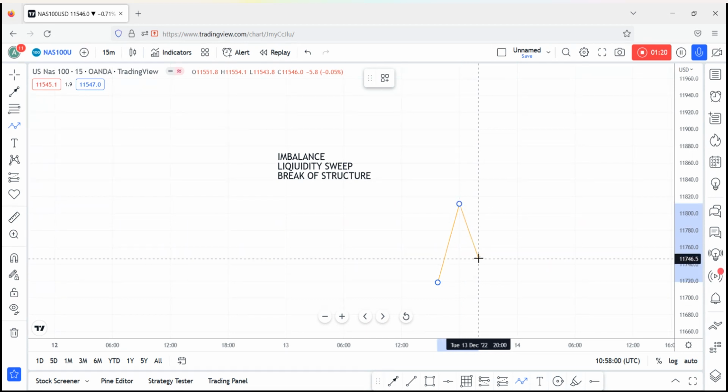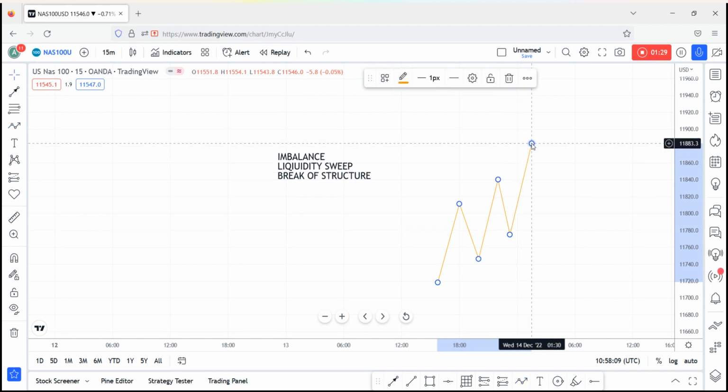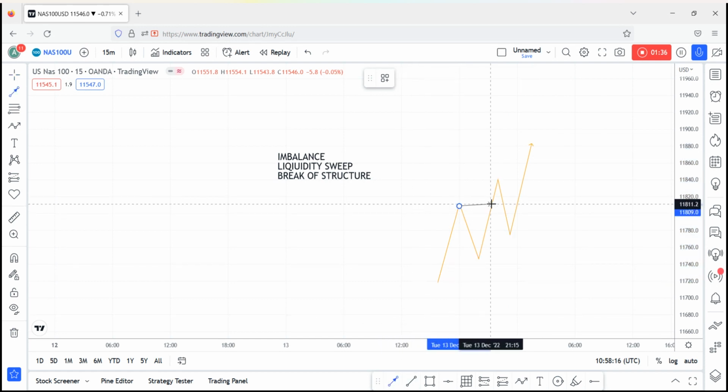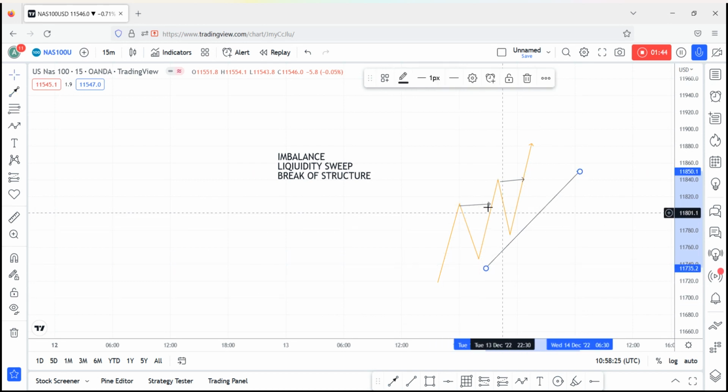So liquidity sweep is, let's assume the market is in a bullish trend, right? And the market is moving something like this. And here what happens is the market is making a break of structure from here, right? So actually this is a single leg, right? This is not a break of structure. But what people are doing wrong is they are marking this as a break of structure. But in reality, this is just a single leg, right?